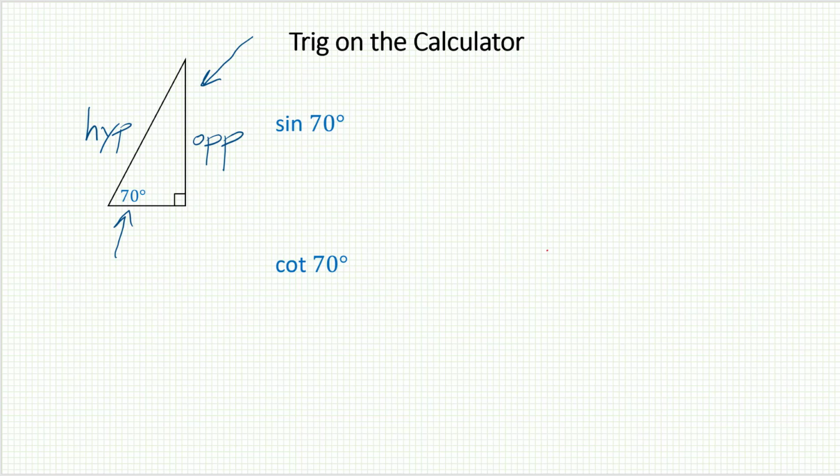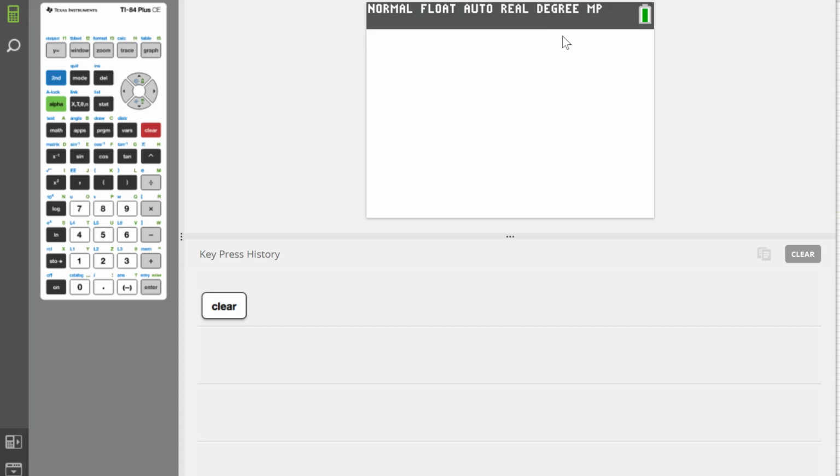The problem here, though, is what if I don't know how long those sides are? What if I have no way of figuring that out? Is there some way I can still find the value for sine of 70 degrees? And of course, this is where the calculator comes in. Let's take a look. Probably the most important thing I can say is always check your mode.